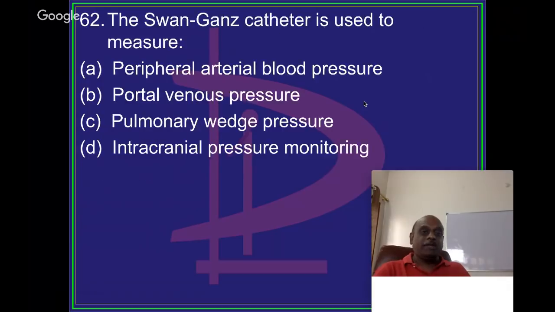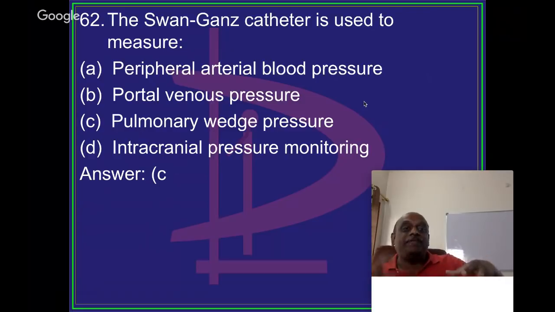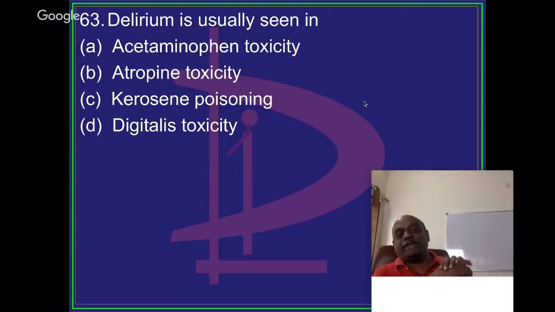Now, Swan-Ganz catheter, it is the pulmonary wedge pressure that you will be able to test, which is a reflection of the left atrial pressure, which becomes elevated when the left ventricle fails. So how do you identify the left ventricular failure, doctor? LV failure leads to rise of LA pressure. Rise of LA pressure leads to rise of the pulmonary capillary wedge pressure calculated by the Swan-Ganz catheter.